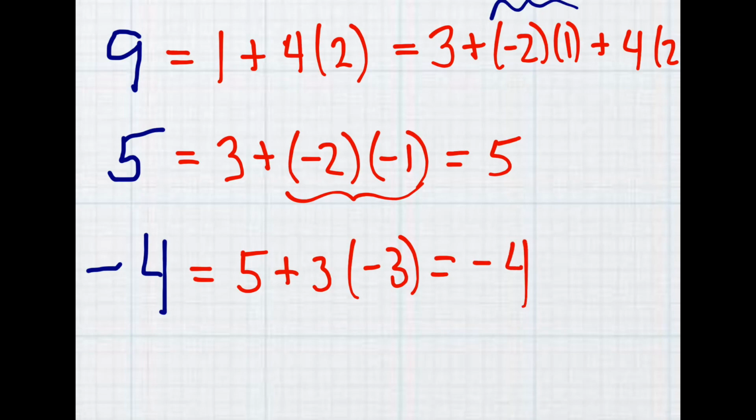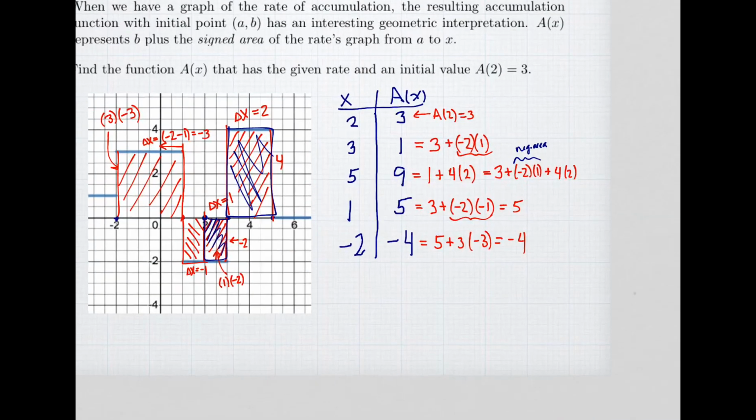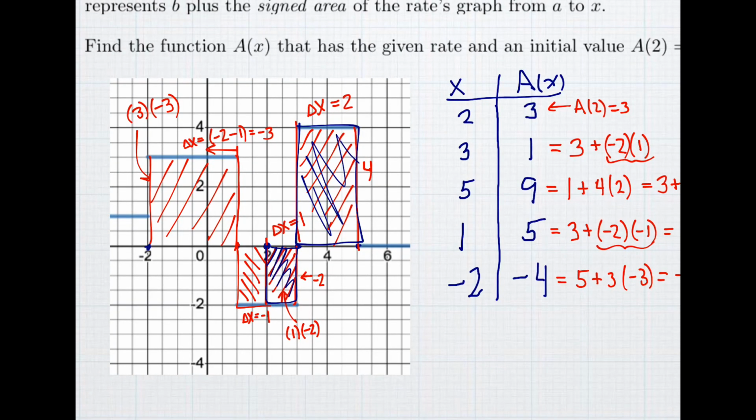There's this really nice geometric interpretation. What we're doing is we're adding signed area as we move our x along. So in a point-slope formula, I just have a constant rate. That slope times the delta x is always positive if I'm moving to the right, and the delta x is positive. I get these nice geometric figures.